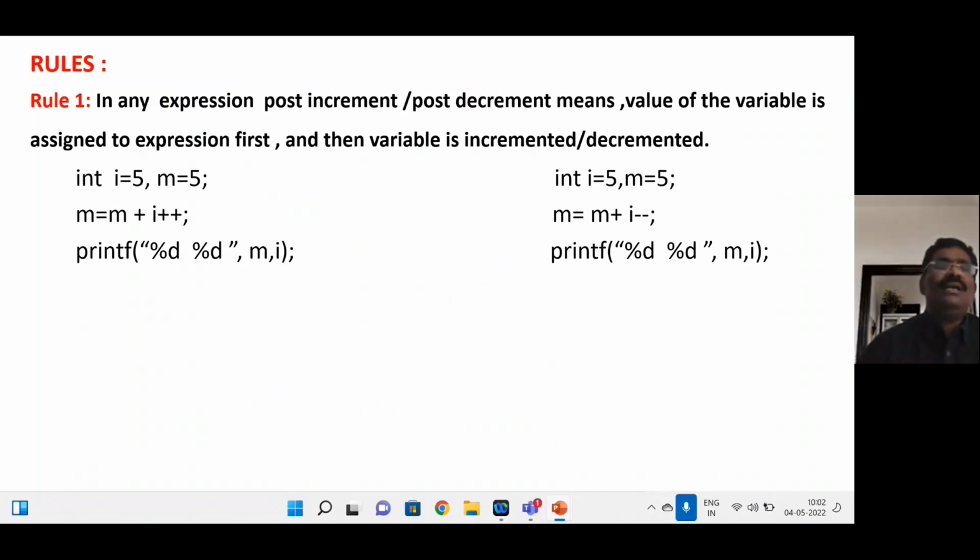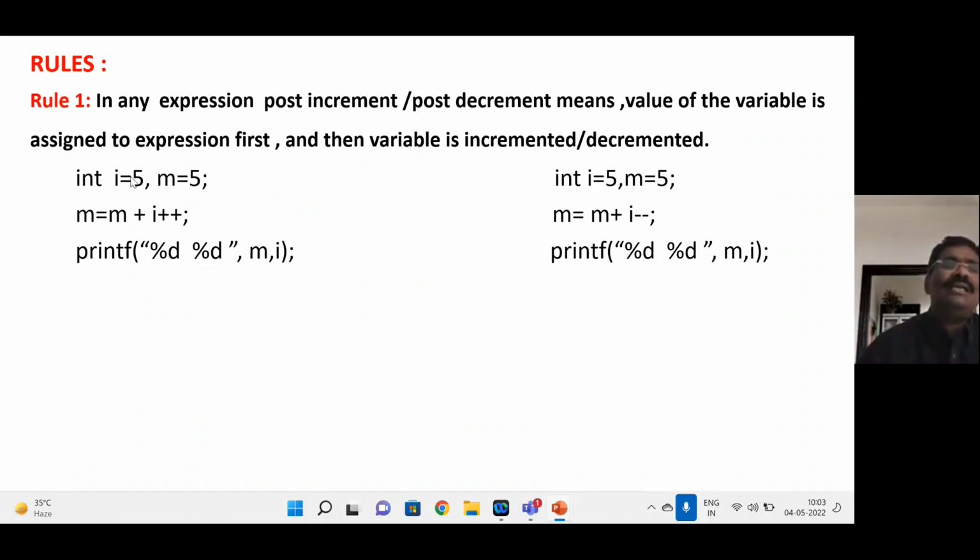For example, in the first rule, in any expression, post-increment or post-decrement means the value of the variable is assigned to the expression first and then the variable is incremented or decremented next. So the first rule is: in any expression, post-increment and post-decrement means the value of the variable is assigned to the expression first and then the variable is incremented or decremented next. For example, you see the first program.